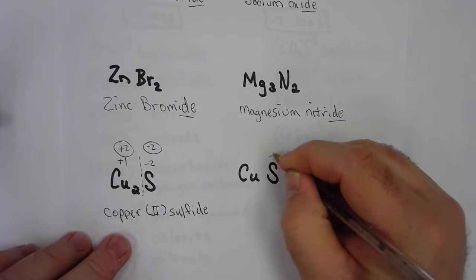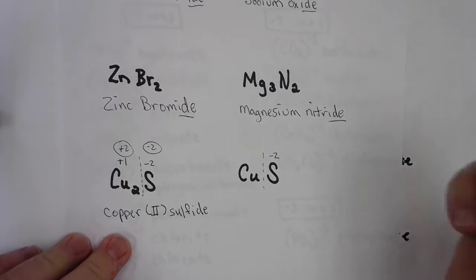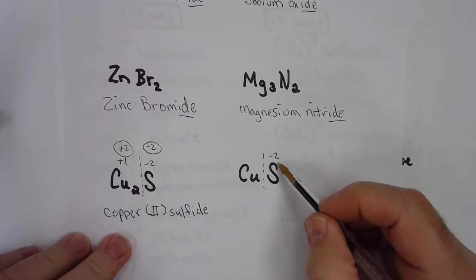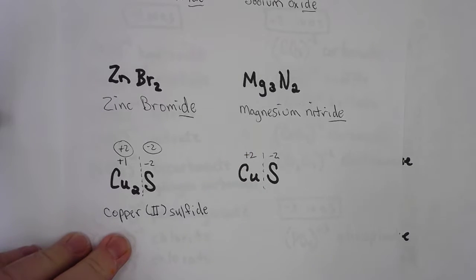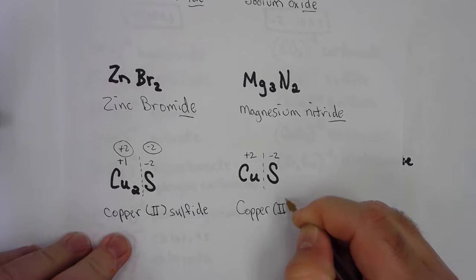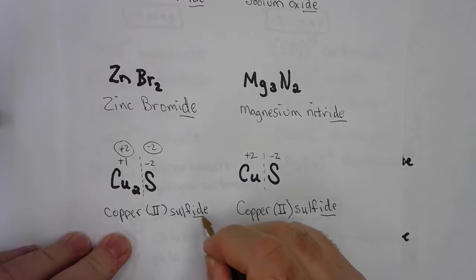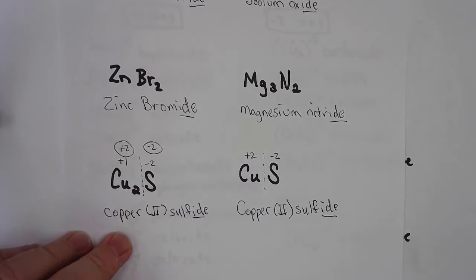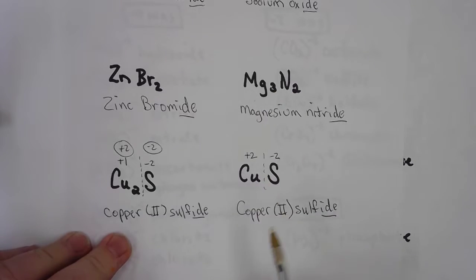Again, with the sulfide, we know it's -2. This time there's only 1 copper ion to go with that. So if the sulfur has to be -2, the copper then, to add up to 0, must be +2. Copper 2 sulfide. Again, don't forget your IDE endings tell us that it is binary, only 2 elements. Not 2 atoms, 2 elements. So we've got 3 atoms here, we've got 5 atoms here, but it's only 2 different elements.